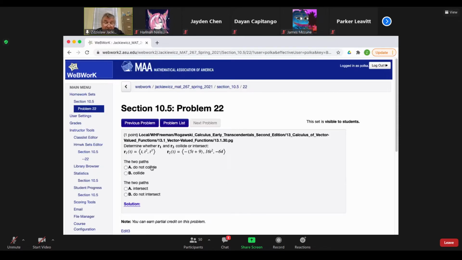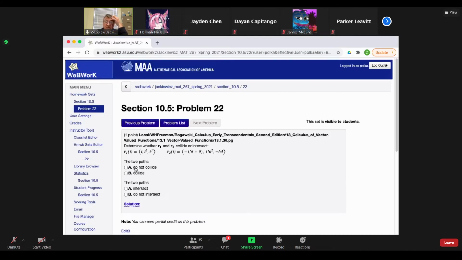So, of course, collision is a very strong property, intersection a somewhat weaker property. Collide means same time, same point. Intersection means same point, but perhaps different times. So this is the difference in terminology. We didn't discuss what collision means. Of course, it is clear what intersection means. But collision means you reach the same point at the same time.